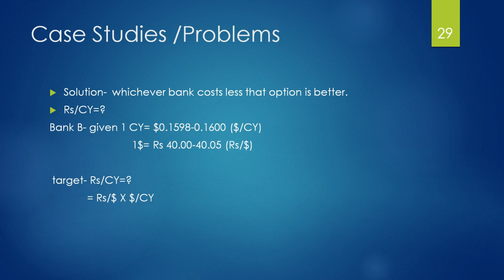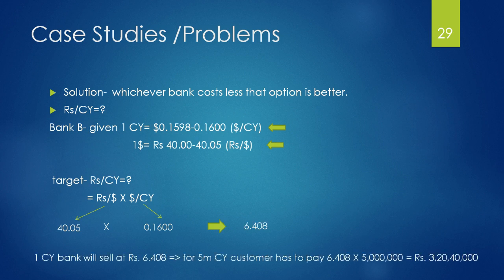Now put the offer figures from the equations above. That is, rupees per dollar is 40.05, which we got from this equation, and dollar per Chinese yuan is 0.1600, which we got from this equation. Now multiplying both, we get 6.408. This means the bank will sell 1 Chinese yuan for rupees 6.408. This implies for 5 million Chinese yuan, the customer has to pay 6.408 multiplied by 5 million, which is rupees 3 crore 20 lakhs and 40,000.